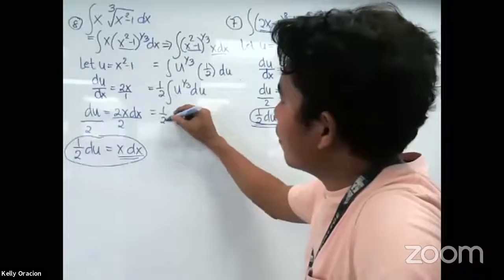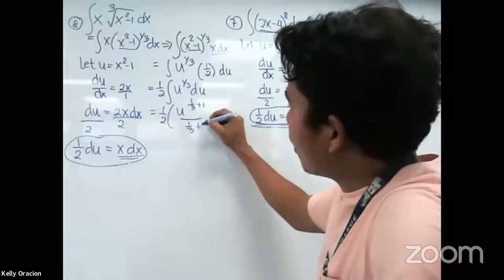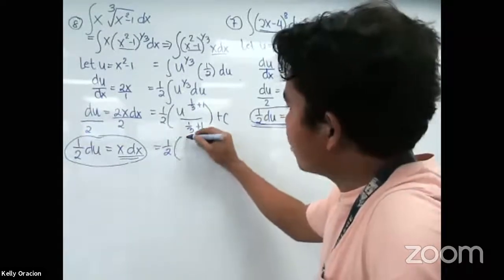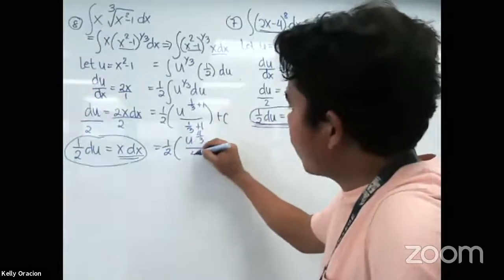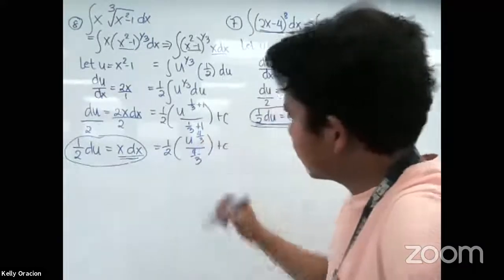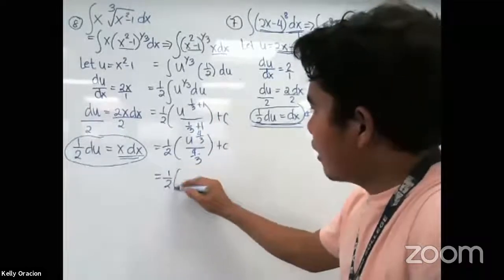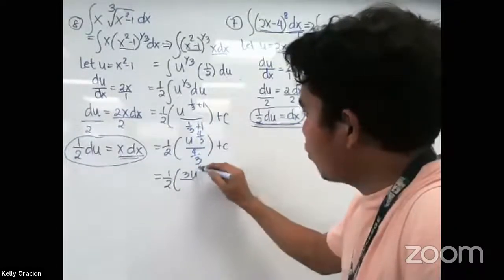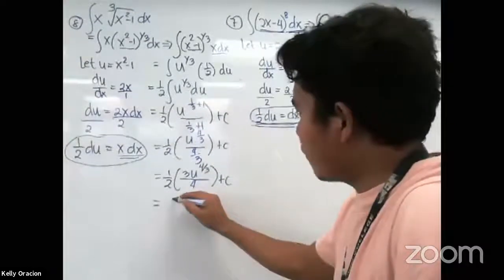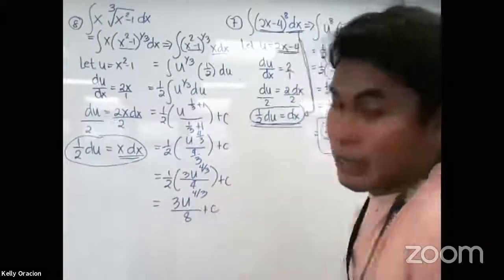So 1/2, let's solve, u raised to 1/3 plus 1 over 1/3 plus 1 plus c. So 1/2 times u raised to 4/3 over 4/3 plus c. Okay. Next, 1/2 times 3 over 3u, 4/3 over 4 plus c. So you have 3u raised to 4/3 over 8 plus c.